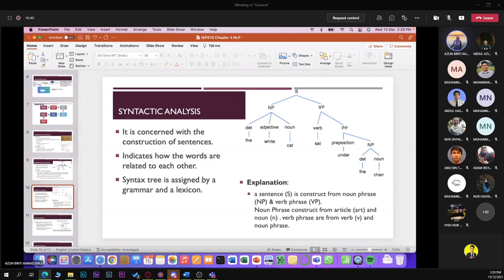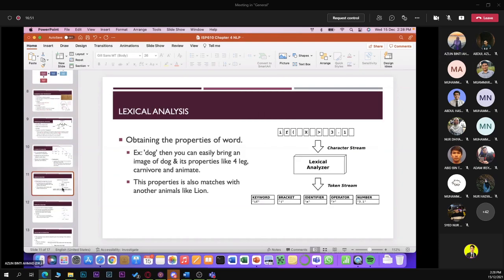So, syntactic is assigned by a grammar and also lexicon. Ni kena tengok, ini masuk dalam exam. Dalam final exam, it will carry 10 marks. Okay, the next one is lexical analysis.